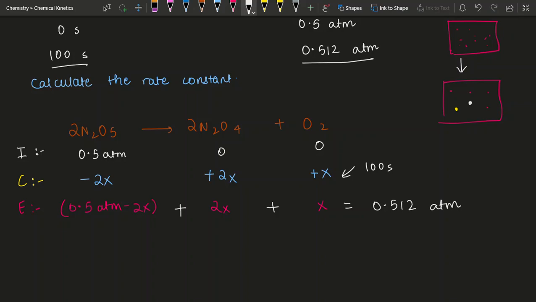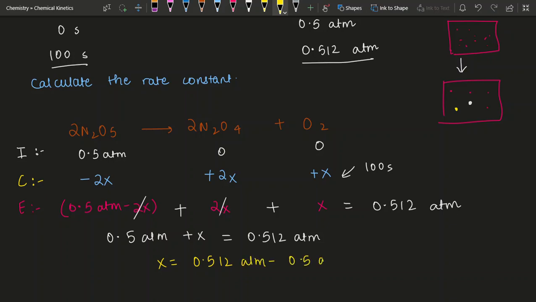Now, if you solve this equation, you have 0.5 atm plus x, these two cancel out, so plus x equals 0.512 atm. Now, once you have done this, you figure out what x is. So x is equal to 0.512 atm minus 0.5 atm, that's equal to 0.012 atm.